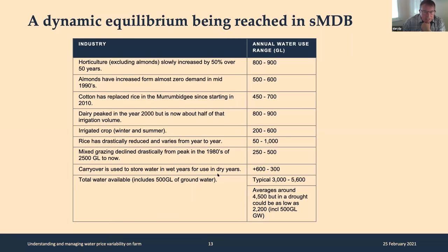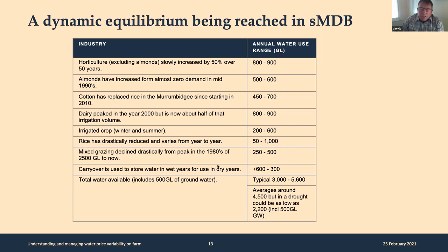New South Wales has had access to carryover for longer than Victoria, but it's now one of the tools that we have. Sometimes we add our carryover to our portfolios, and sometimes we mine it, and that's the whole purpose. It's bringing cheap water into dearer years, and it's just part of risk management. But typically we're seeing around 3,000 to 5,500 gigs, averaging about 4,500, but droughts can be as low as 2,000. That's also including groundwater when I make those comments.